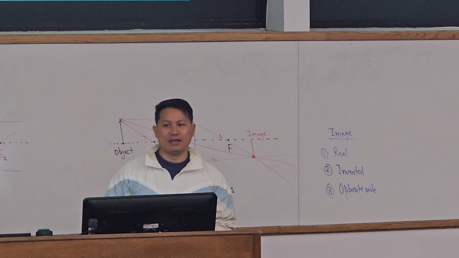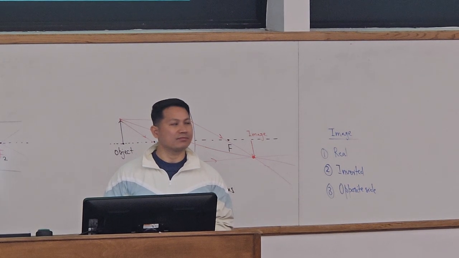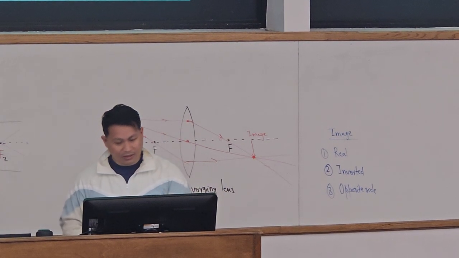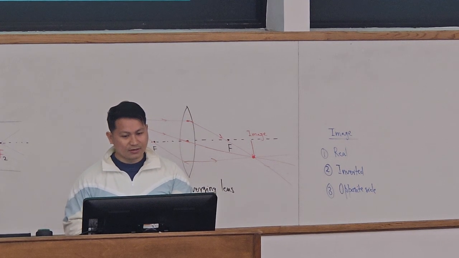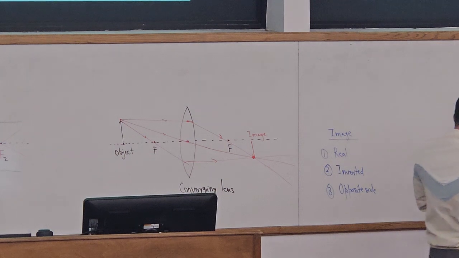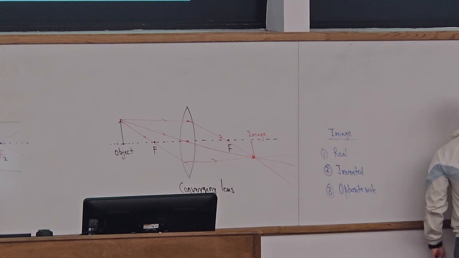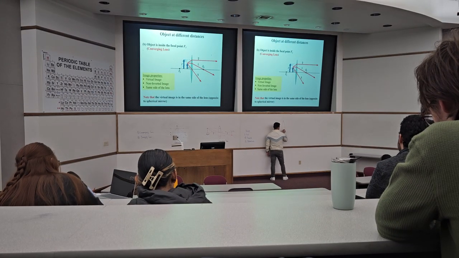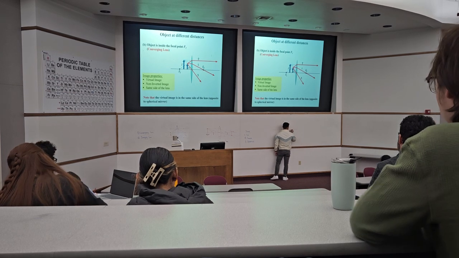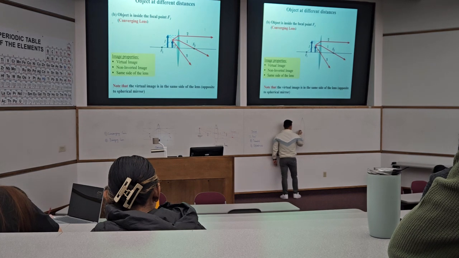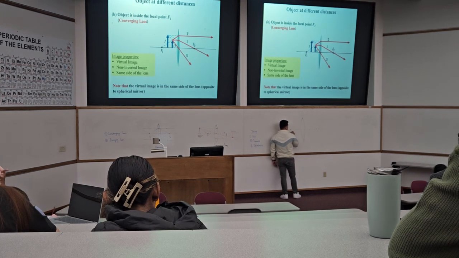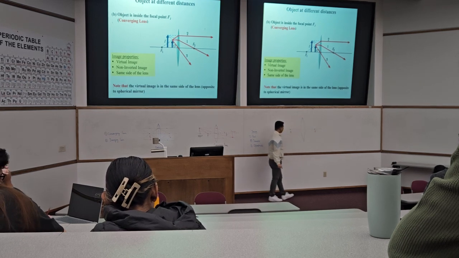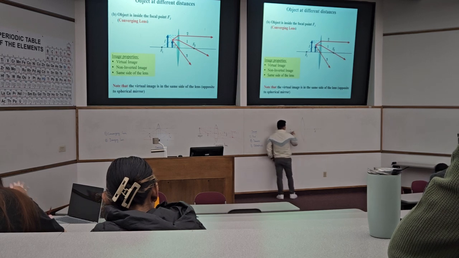If you have an object that is outside the focus, okay, this is about the converging lens. Sorry, another case also. If you have a converging lens again, but you place an object that is inside the focus, you have a little bit different story over here. Let's say I'm going to have a focus over here. The same converging lens, but you place an object over here.